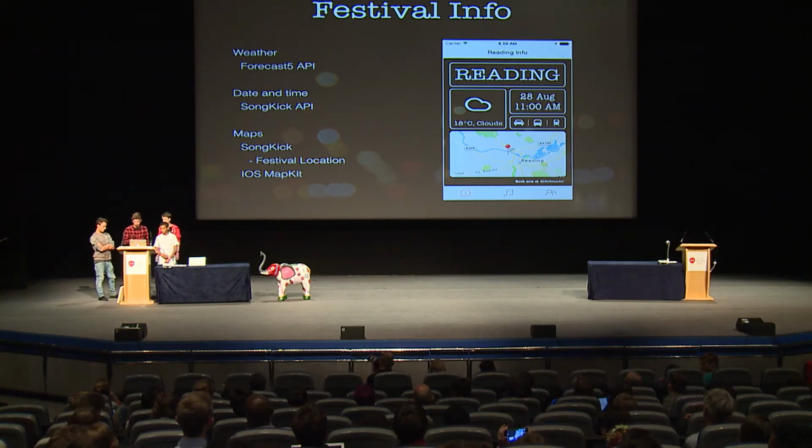On the information page, it contains most of our APIs. The weather uses the Forecast 5 API, the date and time uses the Songkick API, the maps for your location use Songkick also, and the map itself uses iOS MapKit.